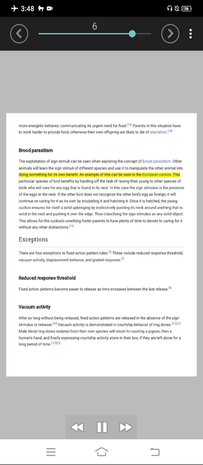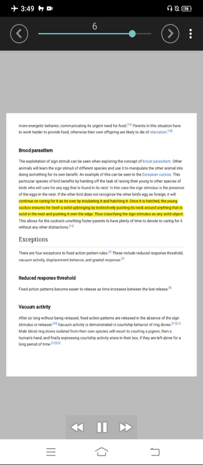An example of this can be seen in the European cuckoo. This particular species of bird benefits by handing off the task of raising their young to other species of birds who will care for any egg that is found in its nest. In this case, the sign stimulus is the presence of the eggs in the nest. If the other bird does not recognize the cuckoo's egg as foreign, it will continue caring for it as its own by incubating it and hatching it.